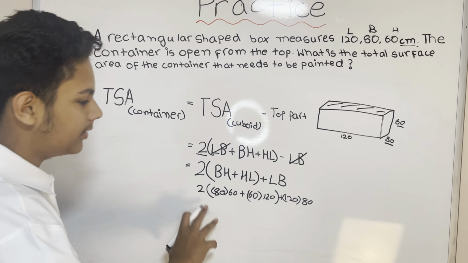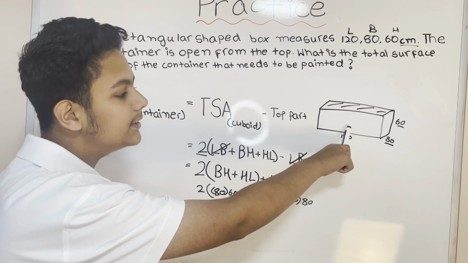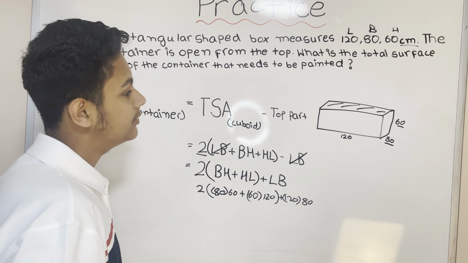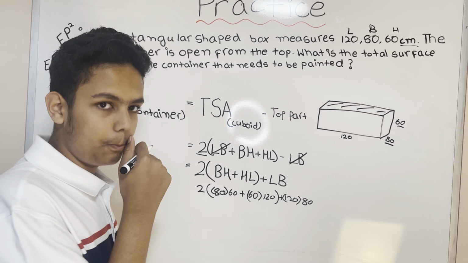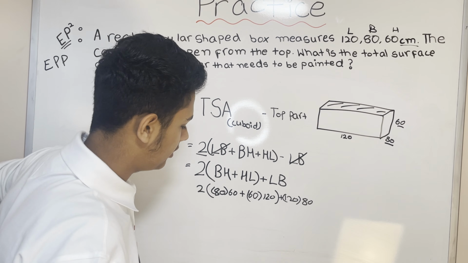So now if we do all the calculation, we will get the surface area of this container, not the cuboid, because we already subtracted the top part. So we're gonna get the surface area of the container.